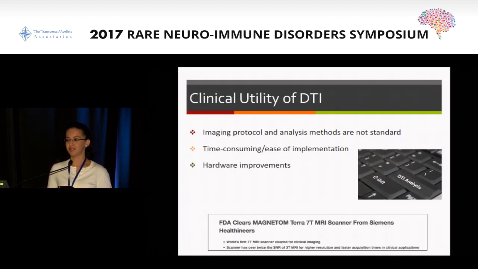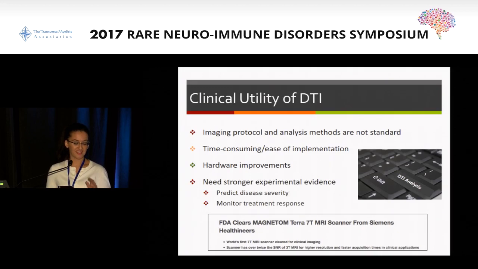Also, hardware improvements. Did you guys hear about the FDA approving a 7 Tesla scanner very recently? I think it just happened 2 weeks ago. So now we can use 7 Tesla scanners for clinical use. So that means higher resolution, faster scan time. But I know some of our pediatric neuroradiologists are hesitant. They don't want to put the kids in there. But hey, we'll see. And finally, and I think this is the most important part, we need stronger data.